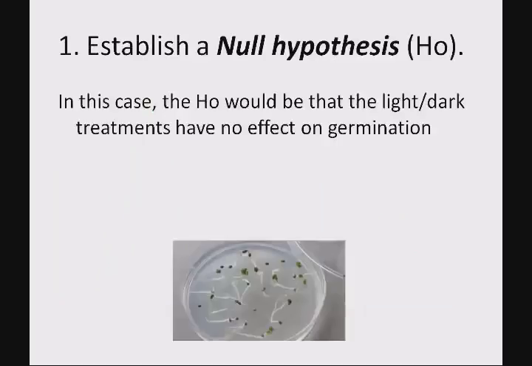Okay, so given that we're cheating in this case, just so we can use it for demonstration, what's the first thing we do? Well, as you may already know from previous stuff we've presented to you, the first thing you do is establish a null hypothesis. And in the present case, the null hypothesis would be that the light-dark treatments have no effect on the germination of these seeds.